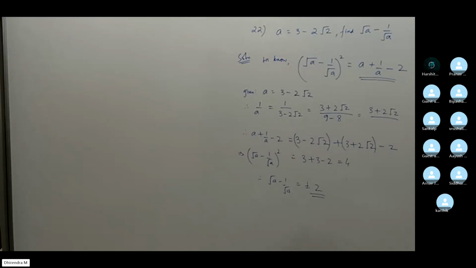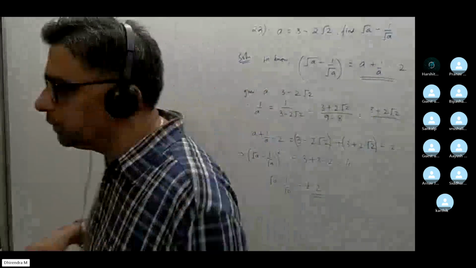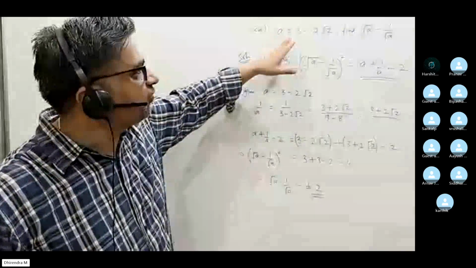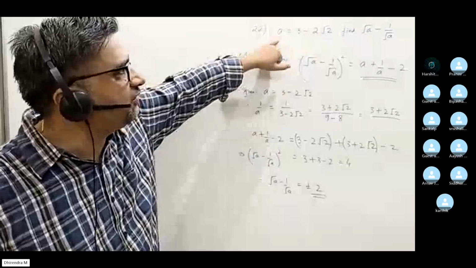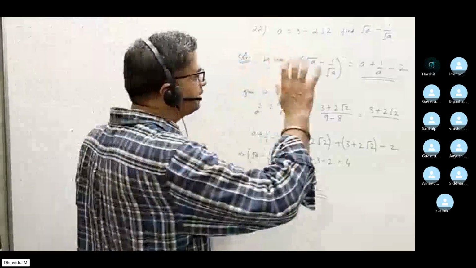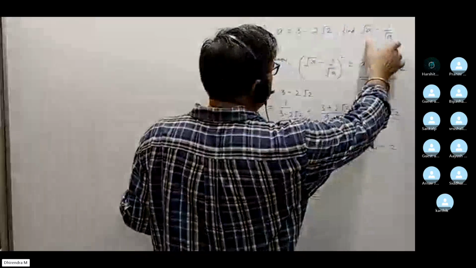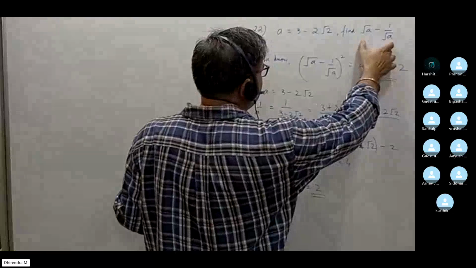Yeah, the starting step. See, if you have a here, there is no way I can find a root a from this, right? I can find a square, I can find a cube, whatever, but I can't find the square root of a. That's why I said we have to be conversant with the identities.